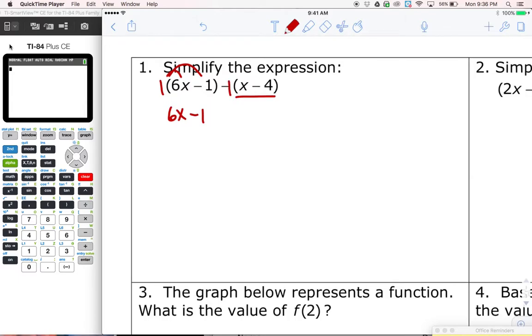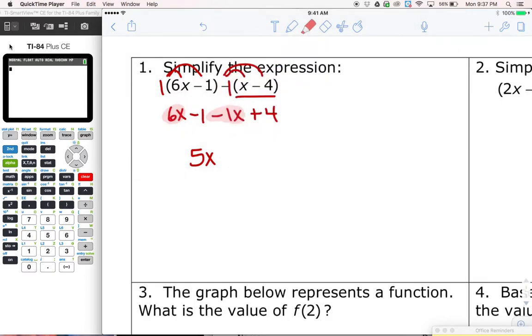Now, this does change things, right? That minus makes this a negative 1. So negative 1 times x is a negative 1x, and negative 1 times negative 4 is a positive 4. Now we can combine like terms. We've got a positive 6x and a negative 1x. 6 minus 1 is 5, and we still just have x.